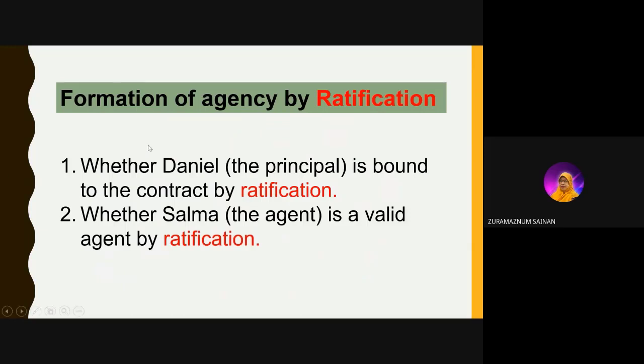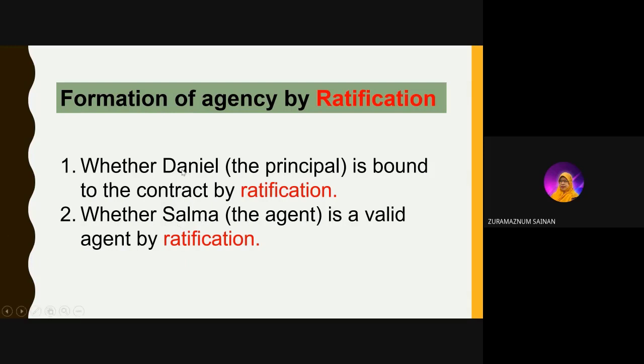So now, how to write the issue? Saya kata tadi start with whether kan? Untuk agency ni, saya suka bagi standard issue supaya student senang je nak buat isu. Tak payahlah terfikir-fikir macam mana nak buat ayat. For the topic of formation of agency, you cuma tengok ni je. You tukar ni je. Ayat dia macam ni. Whether Daniel, the principal, is bound to the contract by ratification. Whether Salma, the agent, is a valid agent by ratification. Sebab tadi Salma dia contract in her own name. Exceed authority. Itu nak tahulah dia valid ke tidak.